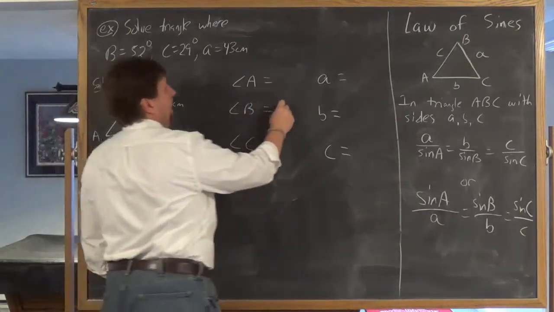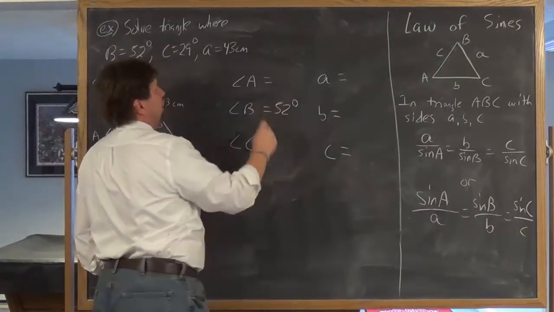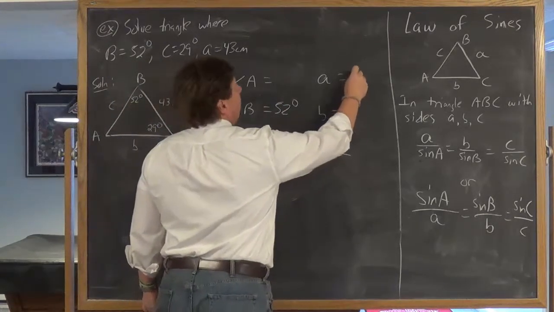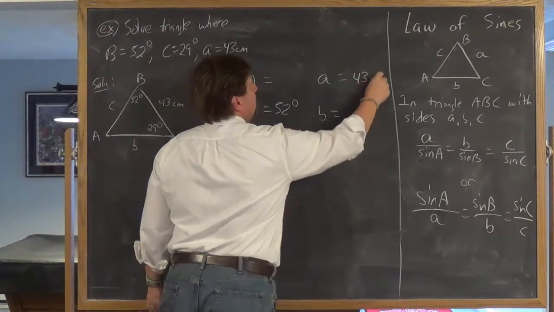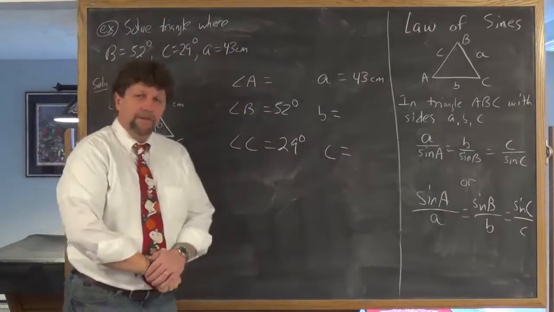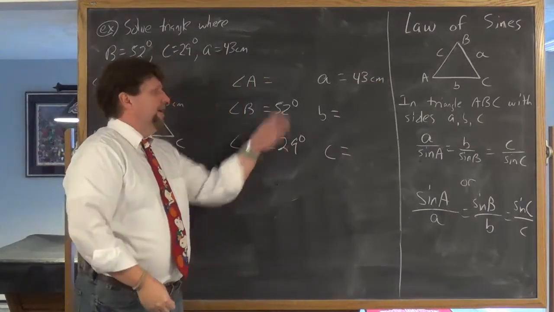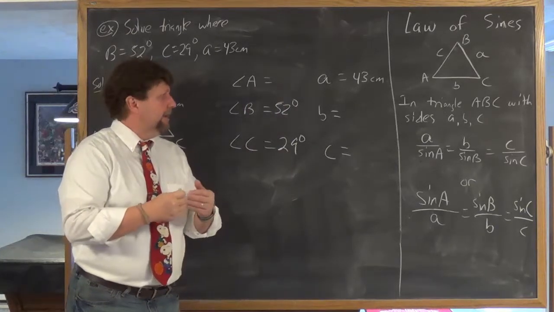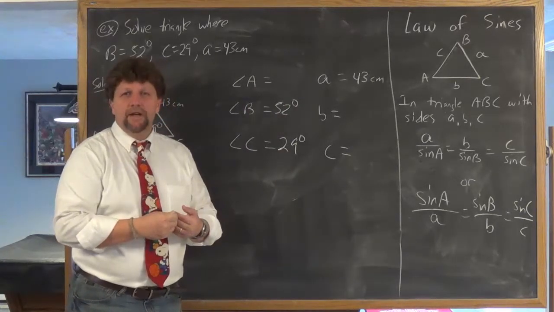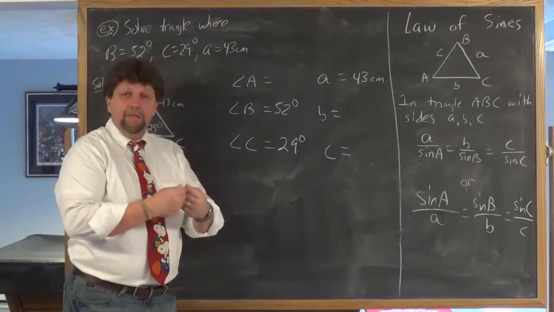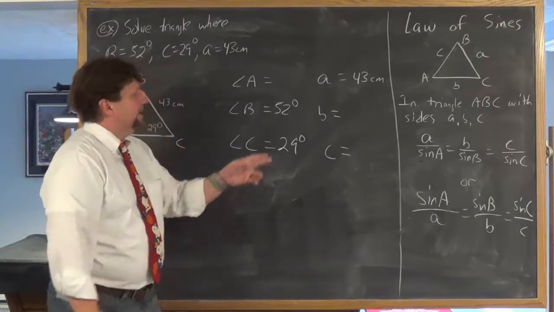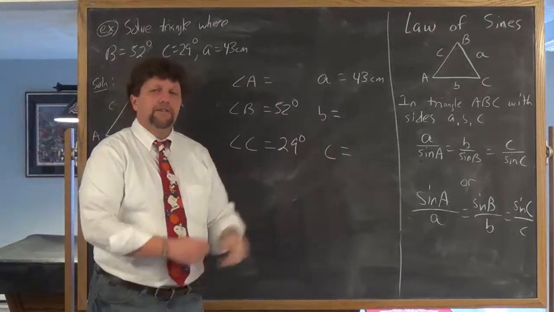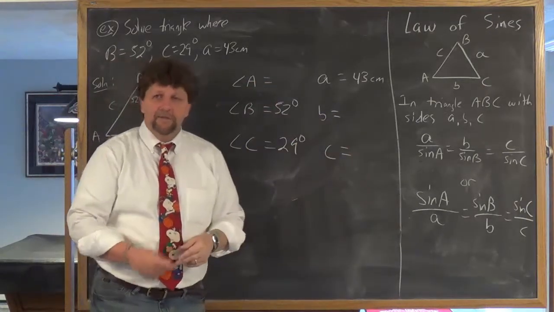I was given angle B is 52 degrees, angle C is 29 degrees, and side A is 43 centimeters. So I already know 3 of the 6 bits of information that I need to have determined in order to solve the triangle. So my task at hand is I have to find the measurement of angle A, the length of side B, and the length of side C to have this triangle solved.